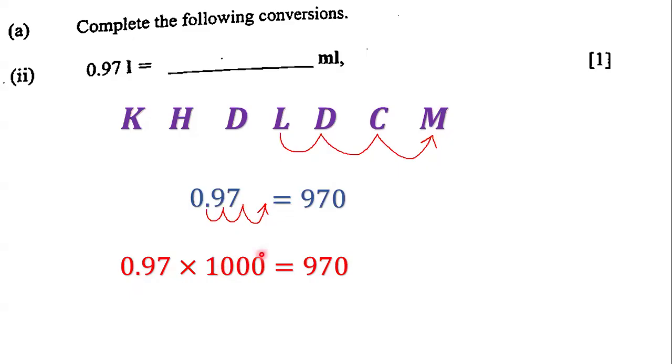So why do we use 1,000? Because this is going to be what? 1, 2, 3 times. We move over 3 times.